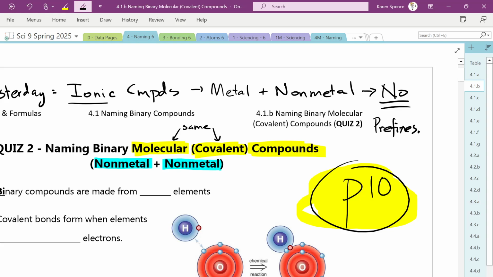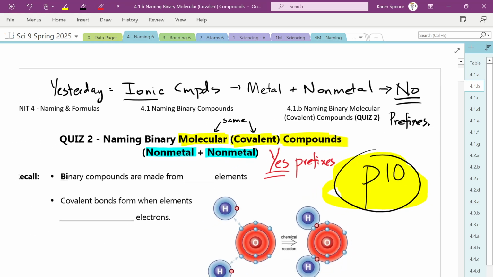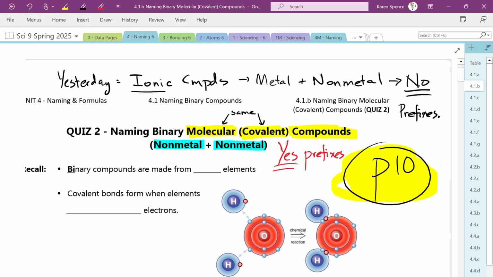Today, we're doing covalent compounds, nonmetal plus nonmetal, and for these ones, yes, prefixes. And you have started memorizing those prefixes, okay? Maybe some of you have already got it, some of you are working on it. You're going to get there because we'll do a lot of practice, okay?